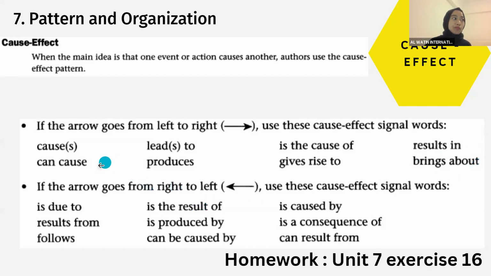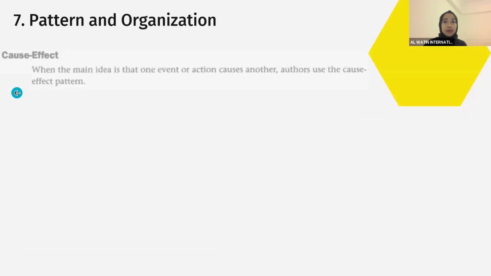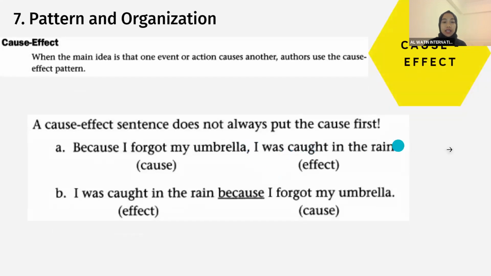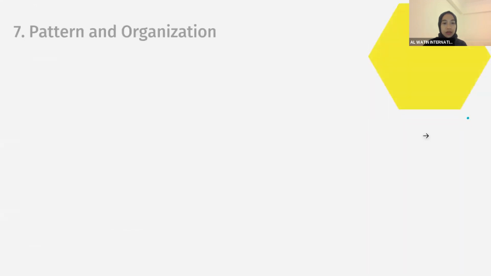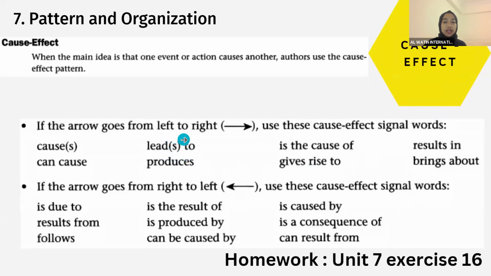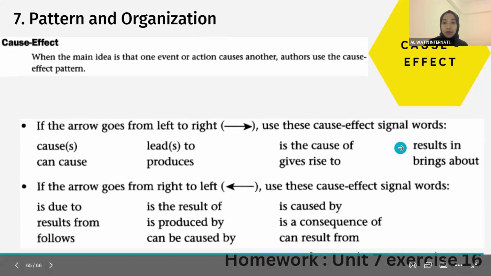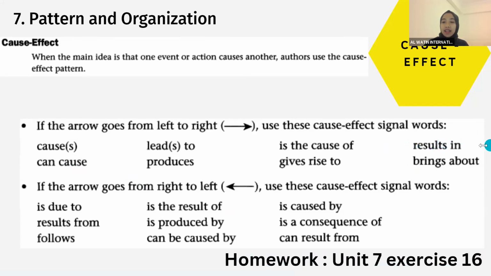For example, I will use the previous sentence: caught in the rain and forgot umbrella. From left to right, the cause, so yes. If I forgot to bring an umbrella, forgetting the umbrella can cause me to be caught in the rain. That's how to use it. Forgetting to bring an umbrella results in being caught in the rain.